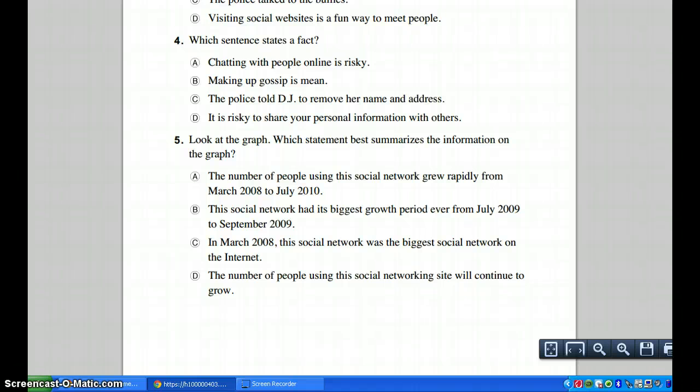Number 5, look at the graph. Which statement best summarizes the information on the graph? A, the number of people using this social network grew rapidly from March 2008 to July 2010. B, the social network had its biggest growth period ever from July 2009 to September 2009. C, in March 2008, this social network was the biggest social network on the internet. D, the number of people using this social networking site will continue to grow. Look at the graph. Which statement best summarizes the information on the graph?